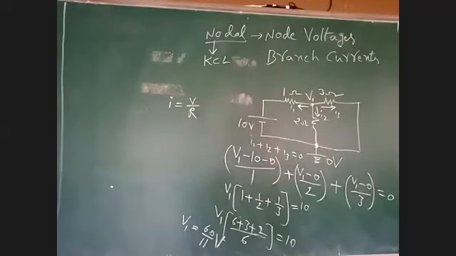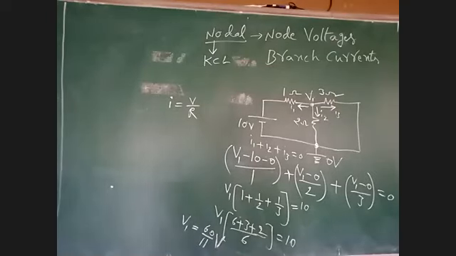Our assumption applies to any node you take. Suppose you have two nodes; at the two node points, let us assume all the currents are leaving from the node point. We will do one more problem. Before that, one more thing: we have to determine branch currents also. Just now we determined only the node voltage.